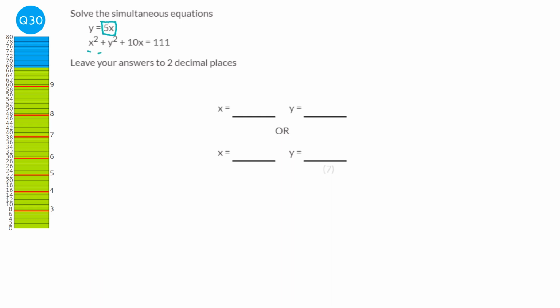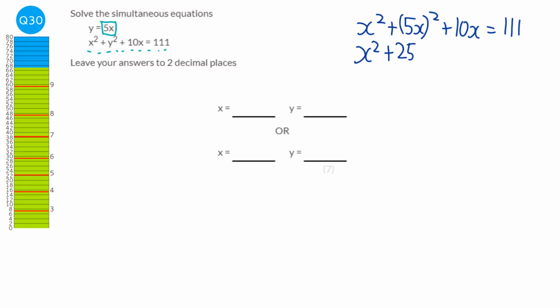So what we're going to do is just write out the second equation, but instead of y we're going to write 5x. So we've got x squared plus, and instead of y we're going to write 5x, we're going to put it in brackets because we're going to square it, plus 10x equals 111. So we can actually create a quadratic from this situation. So we're going to just square that. So that's going to be 25x squared plus 10x equals 111.